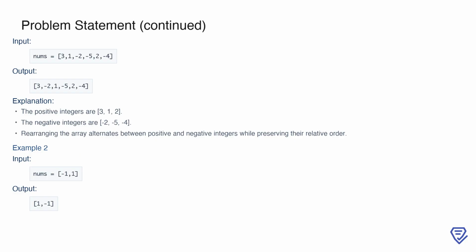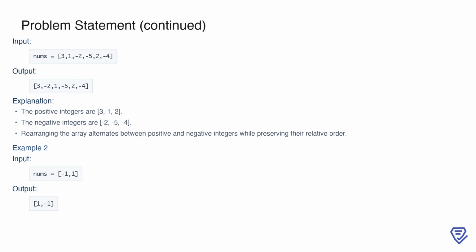Suppose the input array is nums equals 3, 1, -2, -5, 2, -4. Here, the positive integers in the array are 3, 1, 2, and the negative integers are -2, -5, -4. To rearrange the array, we alternate between positive and negative integers while preserving their original relative order. This gives us the output 3, -2, 1, -5, 2, -4.